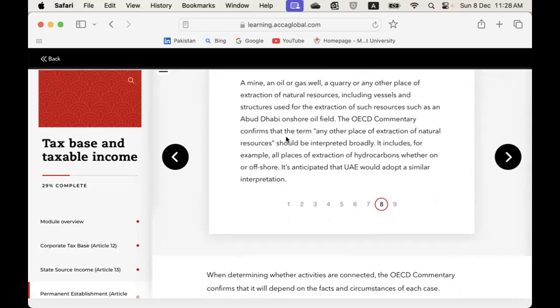OECD commentary confirms that the term any other place of extraction of natural resources should be interpreted broadly. It includes, for example, all places of extraction of hydrocarbon, whether on or offshore. So even offshore will be considered as permanent establishment, like in the middle of the sea. It's anticipated that UAE would adopt a similar interpretation.